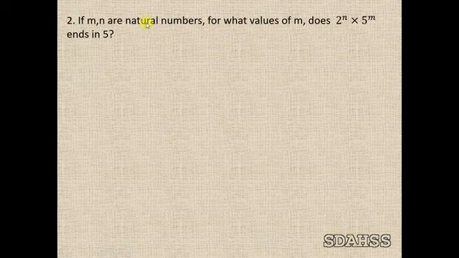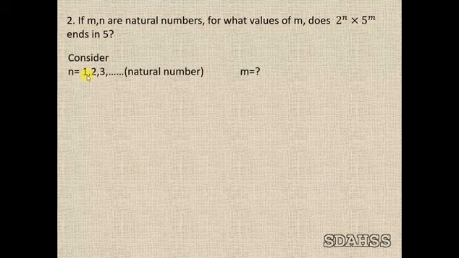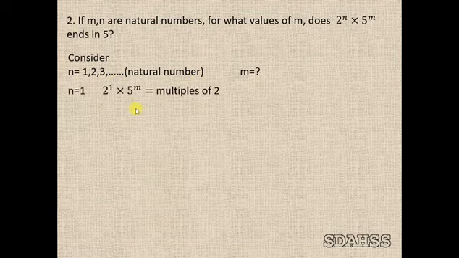If m, n are natural numbers, for what values of m does 2 power n into 5 power m end in 5? Consider n is equal to 1, 2, 3, etc., the natural numbers. Consider n must be a natural number. m is equal to question mark.